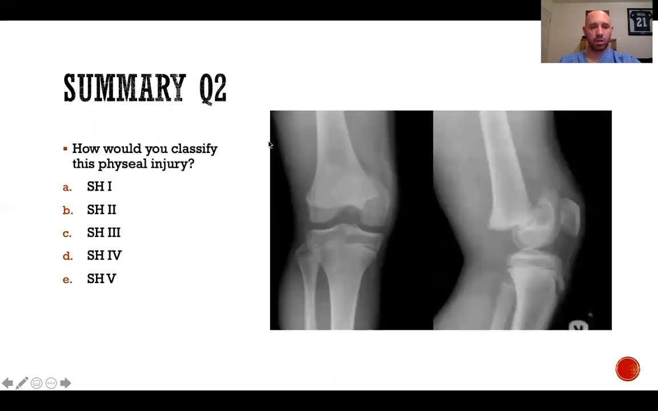Alrighty, let's go on to this second question. So how would you classify this physeal injury? This is a distal femur we didn't talk about, but what type of injury to the physis do you guys see here? And again, this is an AP and a lateral. The physis is here.